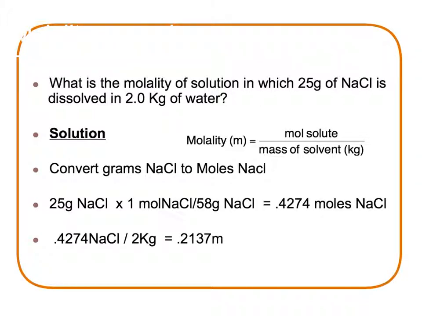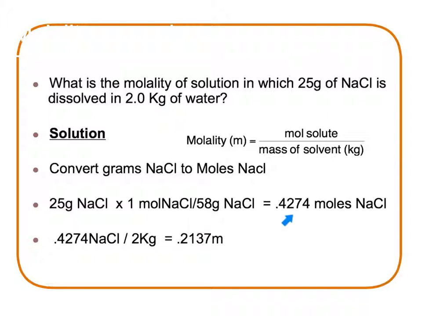One last molality problem. What is the molality of a solution in which 25 grams of sodium chloride is dissolved in 2 kilograms of water? Molality equals moles of solute divided by mass of solvent. Now we have our mass of solvent, and we do have that in kilograms. However, we need to take our 25 grams of sodium chloride and convert this to moles. So we take our 25 grams of sodium chloride times 1 mole of sodium chloride over the weight of sodium chloride from the periodic table.